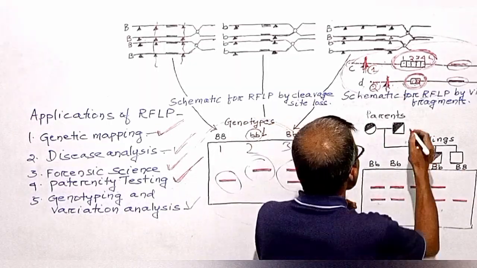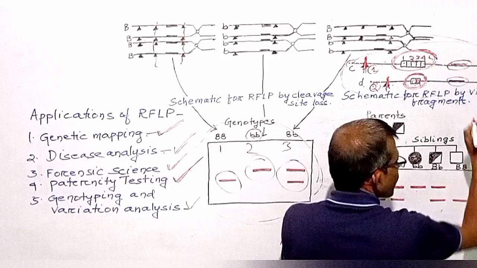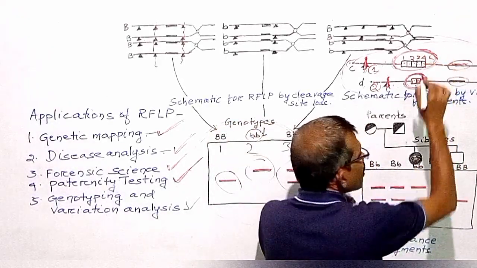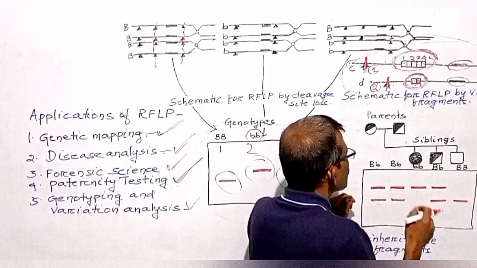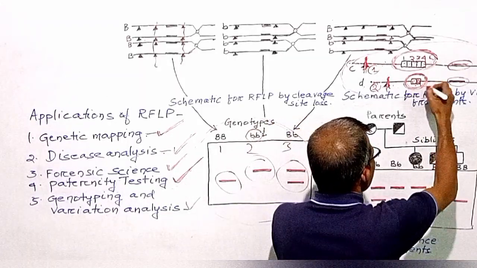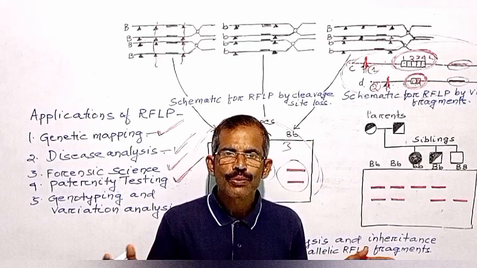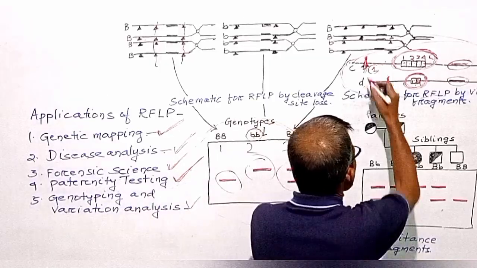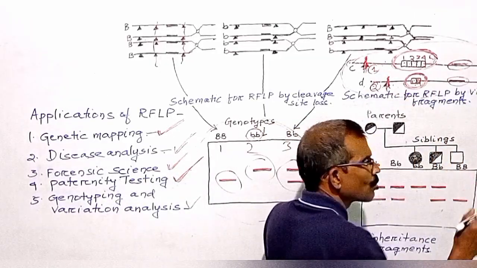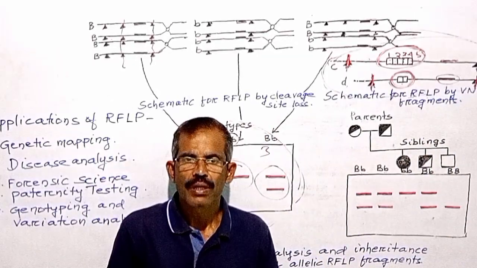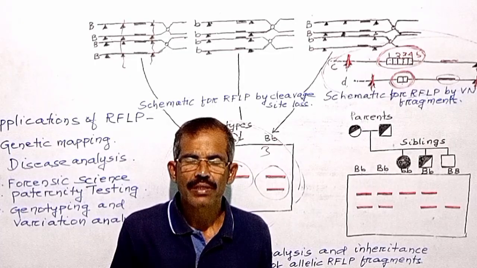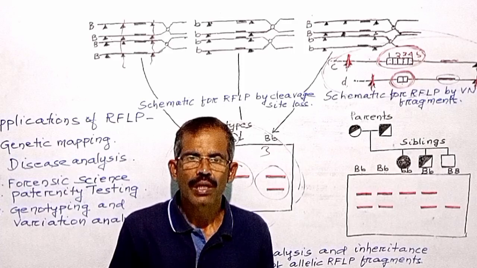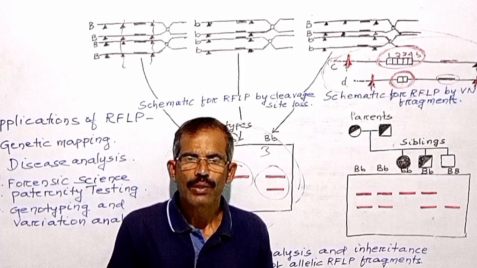This difference in the size of the particular RFLP fragment is due to the presence of 5 repeats in sample 1 DNA and due to the presence of only 2 repeats in sample 2 DNA. So in this way, the presence of a variable number of tandem repeats between the same recognition sites leads to polymorphism. Apart from this, other genetic processes such as insertion, deletion, translocation and inversions can also lead to polymorphism.